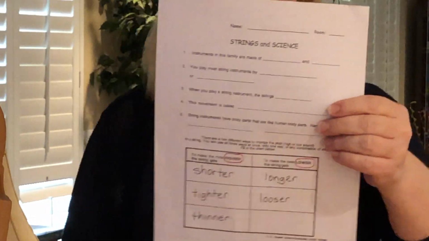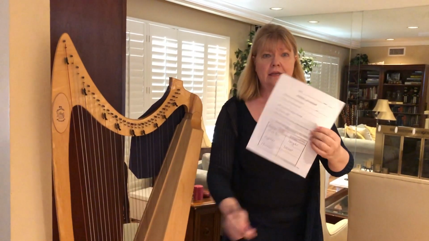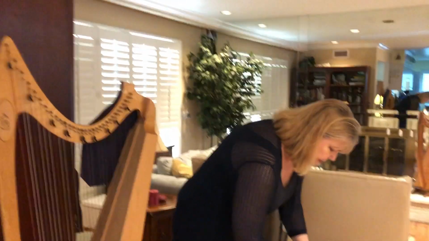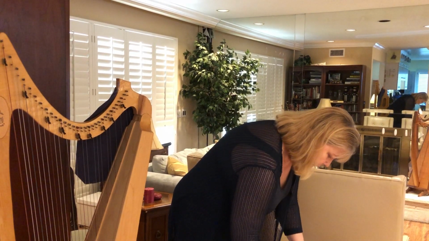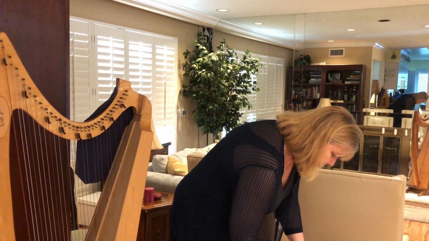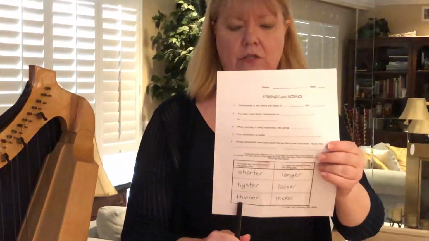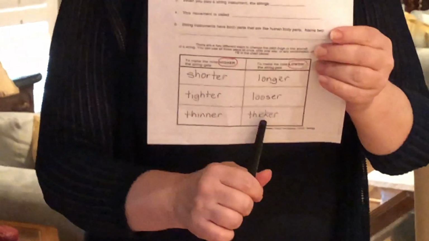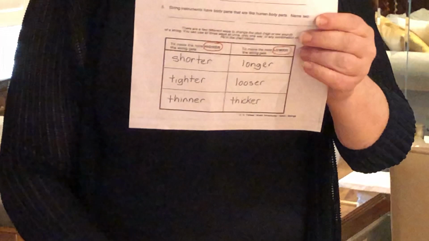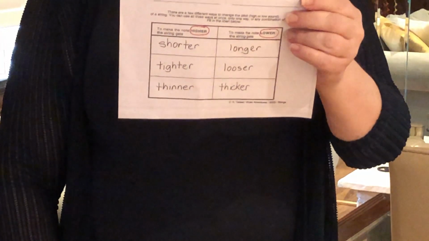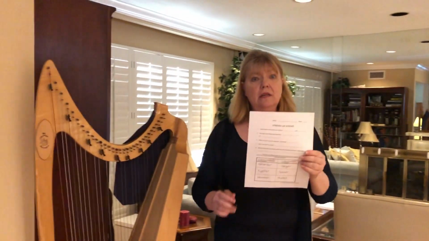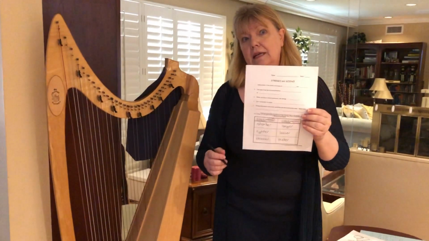And the opposite of thinner, like our wrapped C string over here, is thicker. T-H-I-C-K-E-R. I'll spell that one more time. T-H-I-C-K-E-R. So these are all the ways that you can change the sound of a stringed instrument.